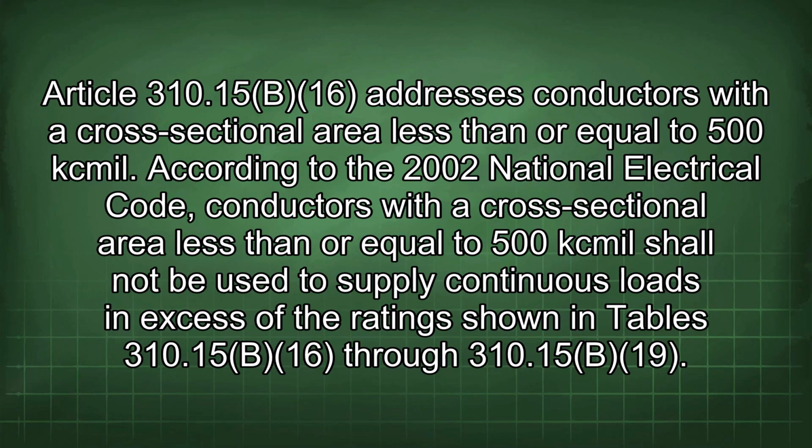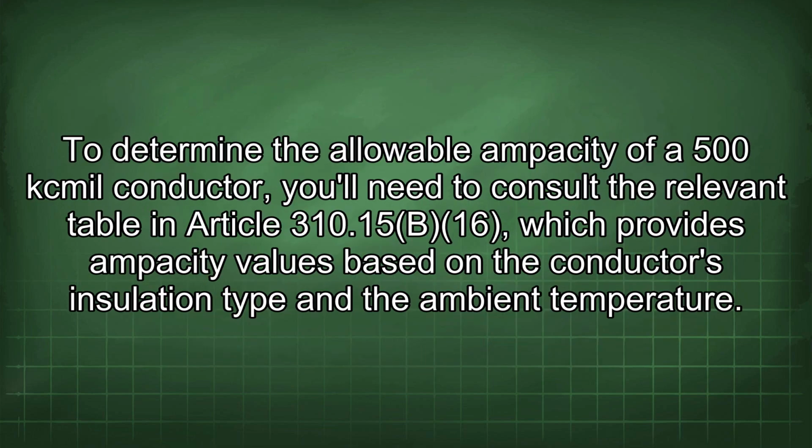Article 310.15(B)(16) addresses conductors with a cross-sectional area less than or equal to 500 kcmil. According to the 2002 National Electrical Code, conductors with a cross-sectional area less than or equal to 500 kcmil shall not be used to supply continuous loads in excess of the ratings shown in Tables 310.15(B)(16) to 310.15(B)(19).